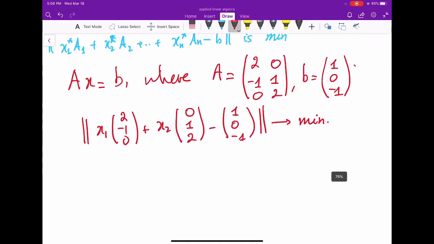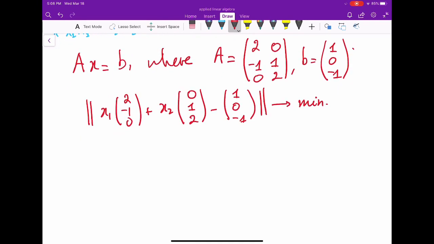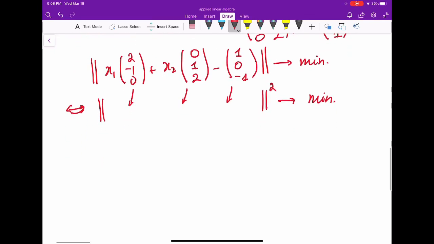In order to minimize this function, we just minimize the square of this function, because when we calculate the norm of this vector, we will have a square root. So this problem is equivalent to the following problem: just minimize, I will copy everything here, and then square. Let's find this vector and then find the square of the norm, and we'll see what we get.